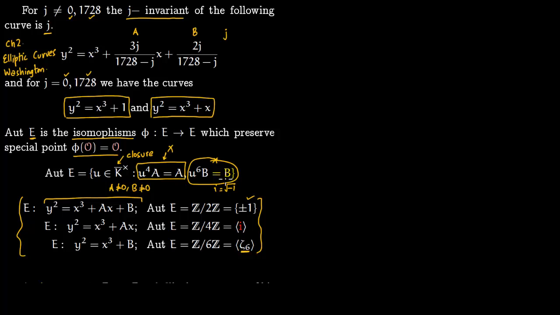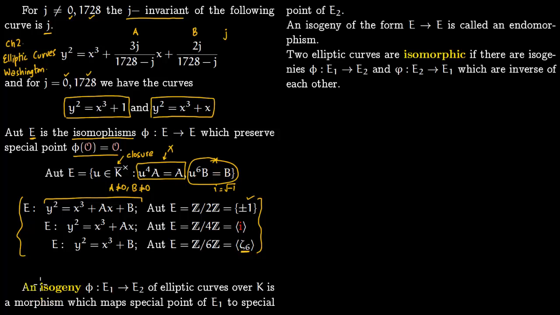So now we come to isogenies. We have already covered a lot of isogenies, but now we are defining it. An isogeny, again, is a morphism from one elliptic curve to another elliptic curve. I should emphasize the fact that this morphism is the same morphism we encountered in algebraic geometry. This is nothing but an algebraic geometry morphism, so it is given by rational functions. An isogeny of two elliptic curves over K is a morphism which maps the special point of E1 to the special point of E2. So obviously it should preserve the group structure.